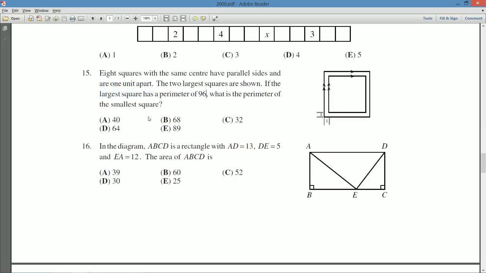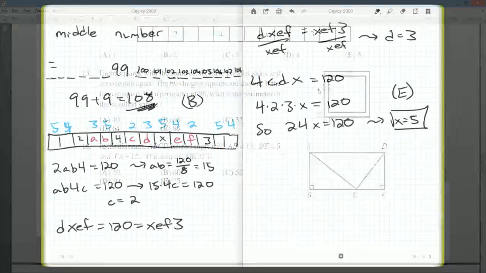Okay. So that's an interesting little question. 8 squares. We could probably actually draw these out. It might take a little while, but it's certainly an approach you could take. But what I want to do is take a look at just these two squares and see how the perimeter of the smallest square, the one that's just one step inside, differs from the outer square. Okay.